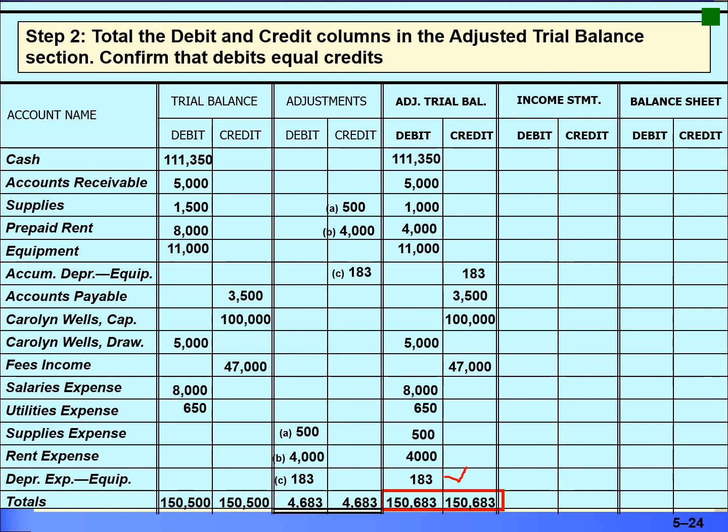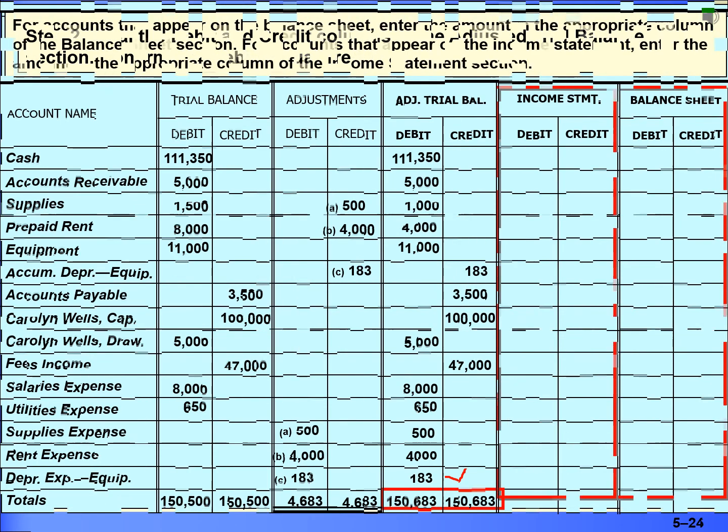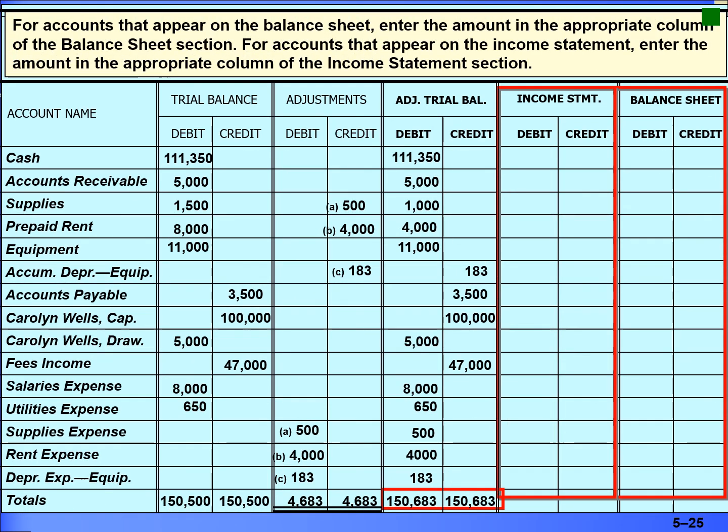that you can start doing your income statement and your balance sheet as well. So you just stop and think what goes on the income statement. You're looking for all your revenues and expenses over here, and you're going to transfer those into the appropriate column on the income statement. And then start to think as well, okay, what goes on the balance sheet? That's going to be all of your assets, your liabilities, and your equity.